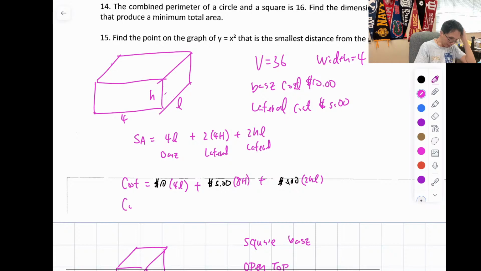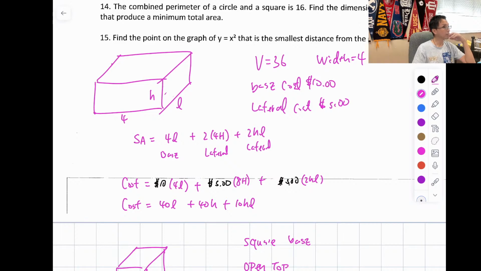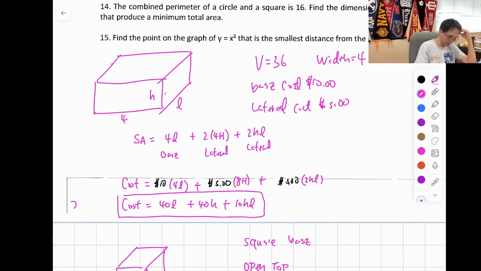So the cost is equal to 40L, plus 40H, plus 10HL. Is that okay? So far, this is the primary equation. Am I going too fast? Now, what is the secondary? What is the secondary?